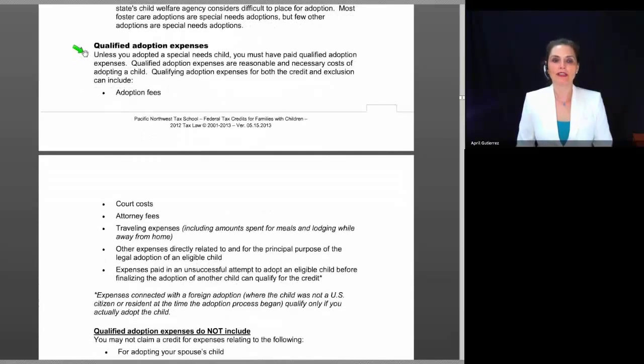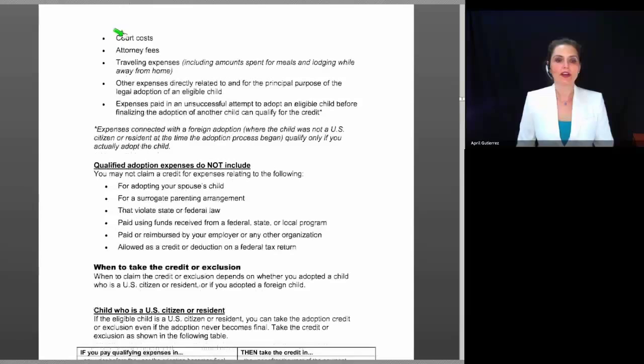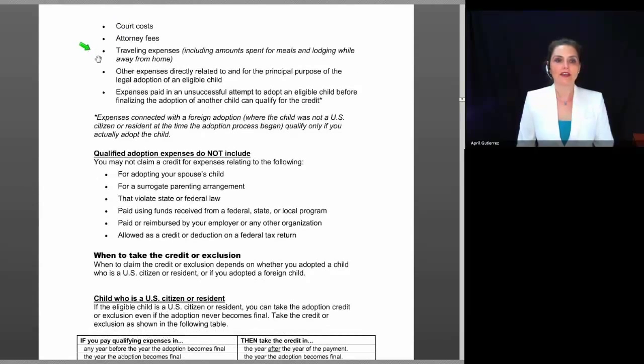Qualified adoption expenses. Unless you adopted a special needs child, you must have paid qualified adoption expenses. And qualified adoption expenses are the reasonable and necessary costs of adopting a child. Qualified adoption expenses for both the credit and the exclusion can include adoption fees, court costs, attorney fees, traveling expenses, including amounts spent for meals and lodging while traveling away from home.